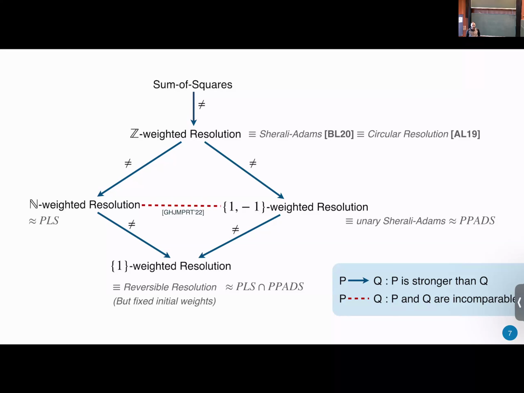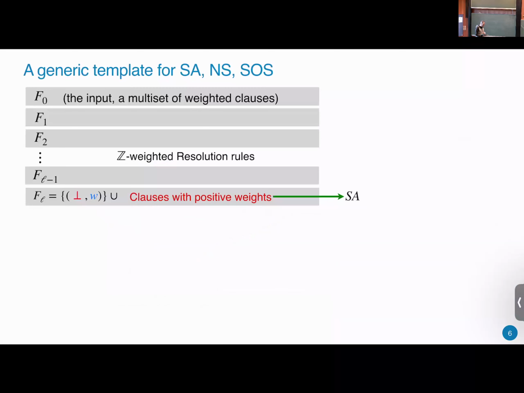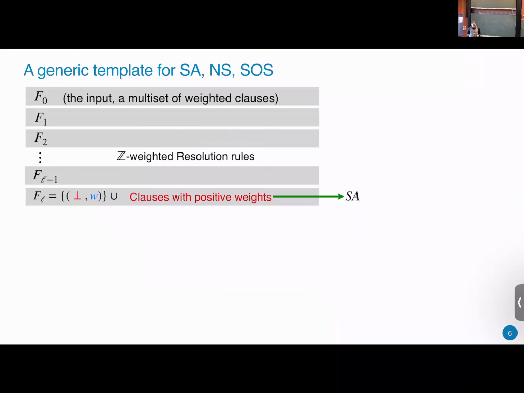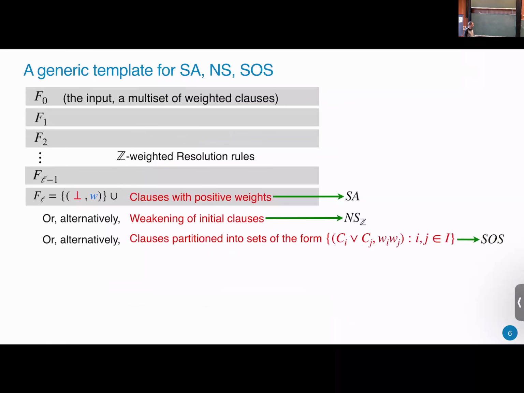Yes, these are for small proofs in these systems. Sorry? Yeah, thanks. The translation is so direct that the weight of these clauses will be the degree. Then in these systems you have a notion of degree that would be the width of the clause.